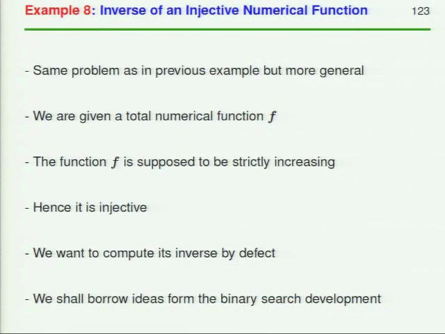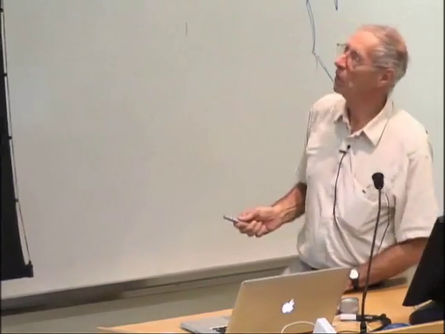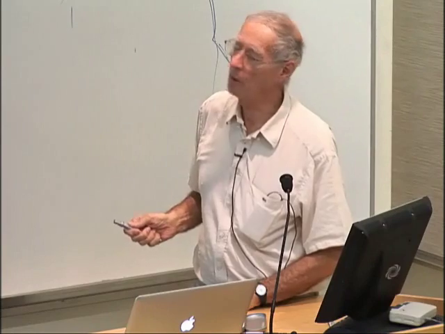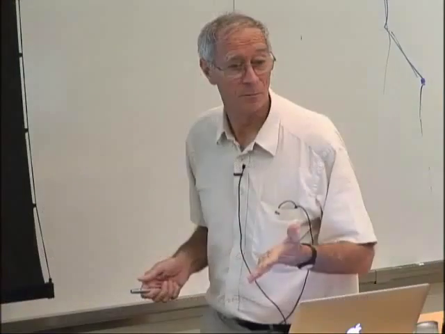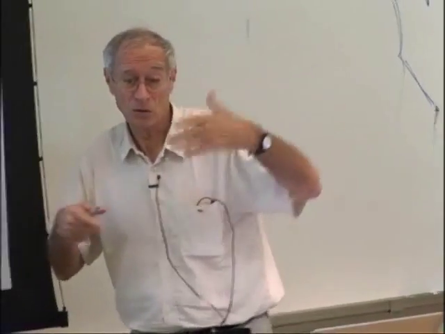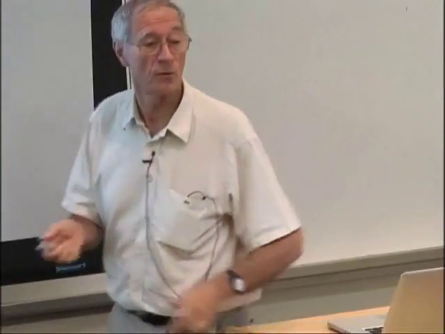Okay, so now we want to go further. The idea of going further is that this squaring function is an injective increasing function. It's a function like this. And we want to take the inverse. So let's raise the problem a little. More generally, we are given a total numerical function f. The function is supposed to be strictly increasing like this, and it is also injective, one-to-one. And we want to compute its inverse by defect. So exactly the same thing, but not specially for square root. And we shall borrow some ideas from the binary search development that we have seen before.